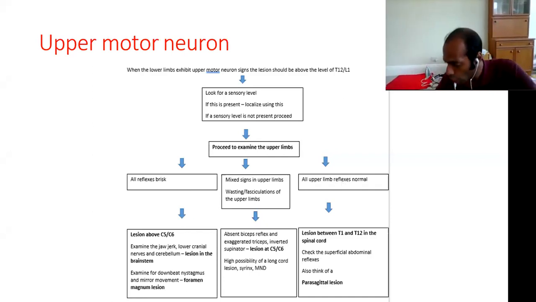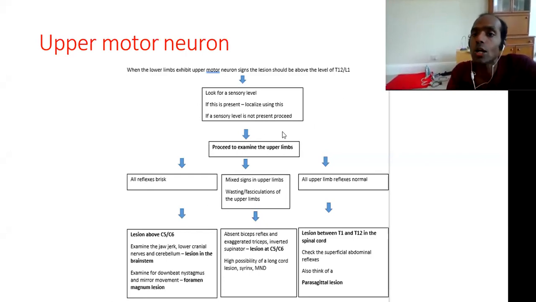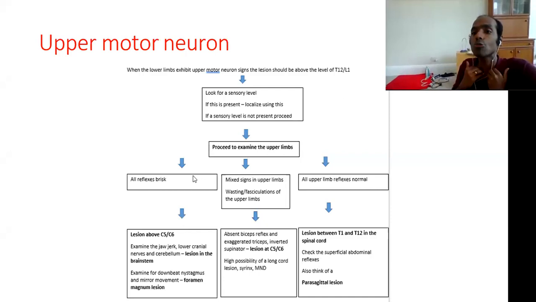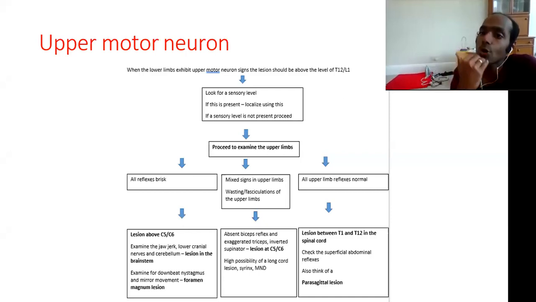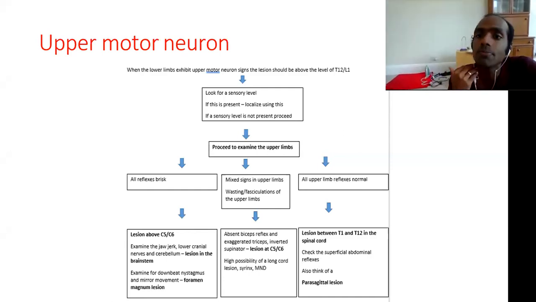So you go to the ward, examine a paraplegic patient, and there are all the upper motor neuron signs, but there is no sensory loss. Now what do you do? You use the motor localization method which is summarized in this algorithm. Examine the upper limbs. If all upper limb reflexes are brisk, you know the lesion has to be above C5. Next you examine the jaw reflex. If that is brisk, it is in the brainstem. If that is normal, it is between the brainstem and C5.